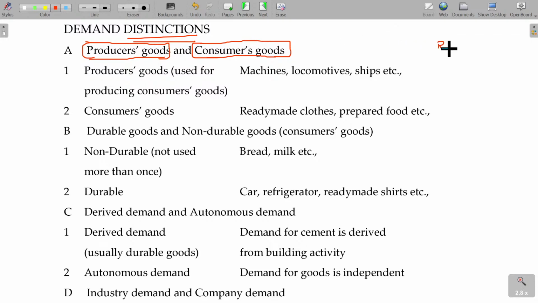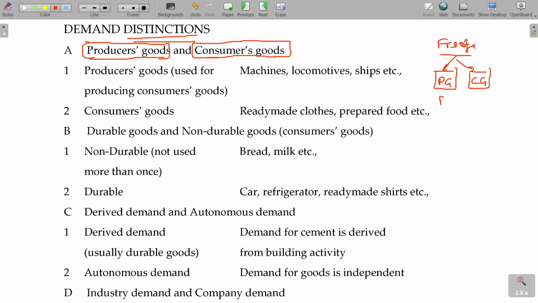Now, refrigerator. Okay, refrigerator. Now, come on, tell me, is it producers' goods or consumers' goods? Consumer goods.